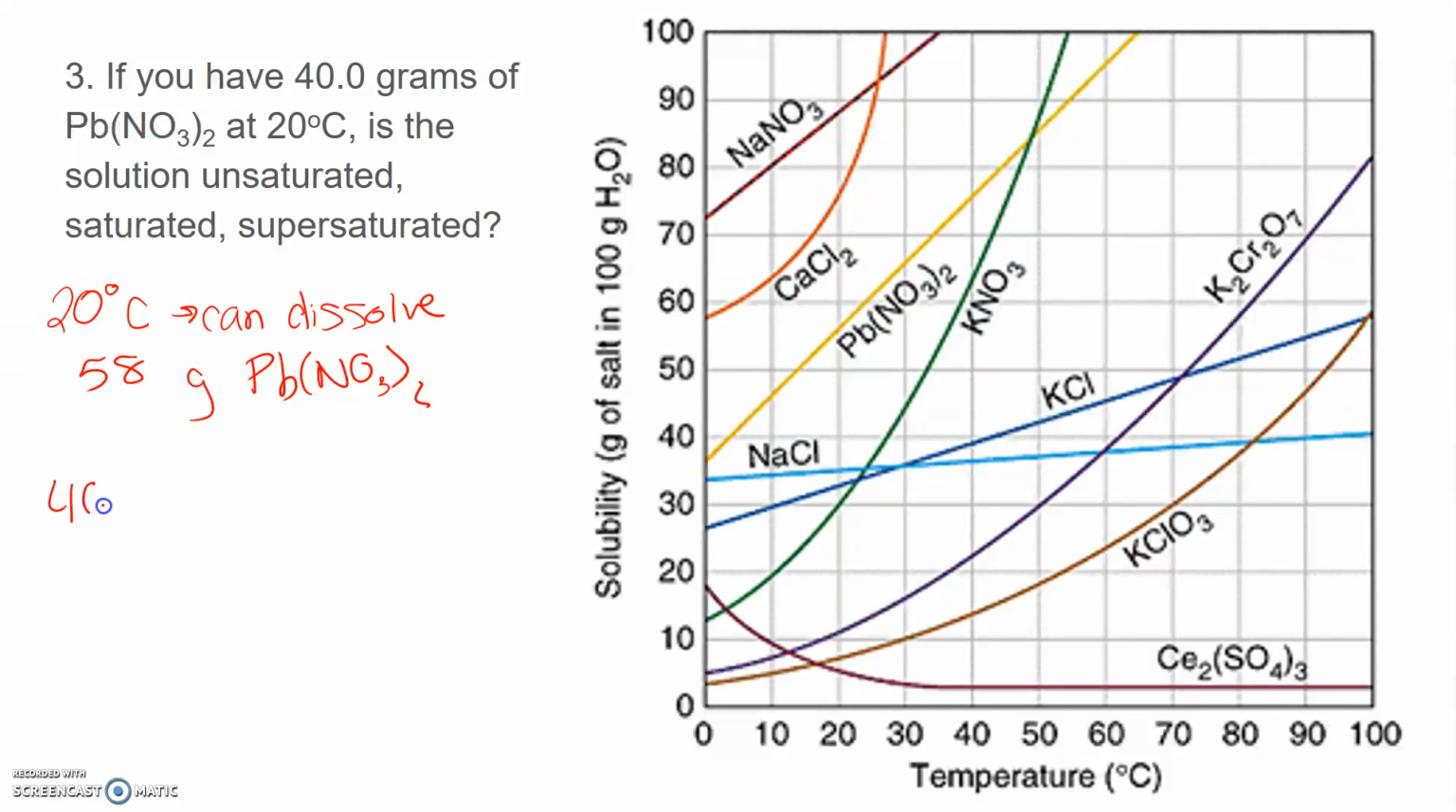Since 40 grams is less than the 58 grams needed to make a saturated solution, this solution would be considered unsaturated. Because we haven't quite yet hit that saturation value of 58 grams at 20 degrees Celsius. Right now, we're sitting down here. So we're below the line. So it's going to be an unsaturated solution. If we wanted to find how much more we could dissolve, we're at 40 grams. We can dissolve up to 58. So that means we can dissolve a total of 18 more grams before we get that saturated solution.